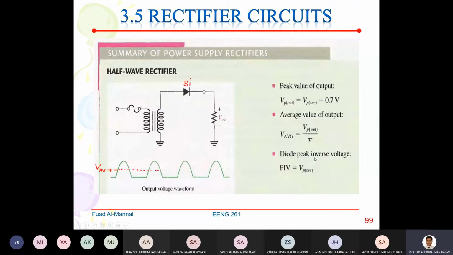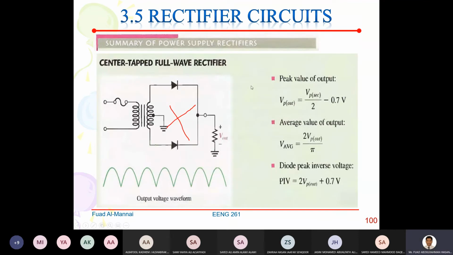For the diode, we'll see the full VS, and that will give you the PIV, which is equal to the peak of the secondary voltage. All right, we'll give you that. Any questions? All right.